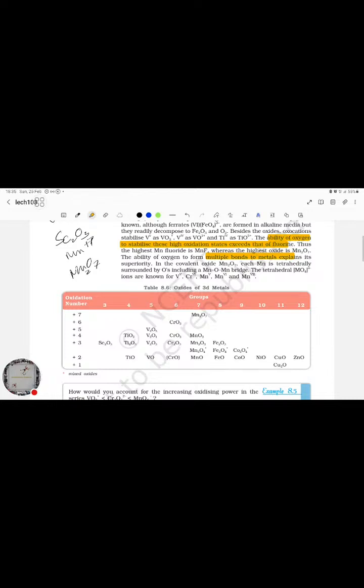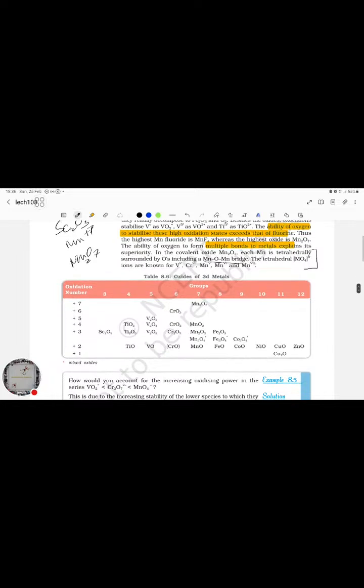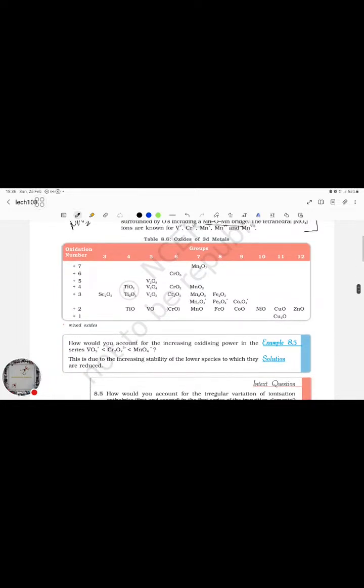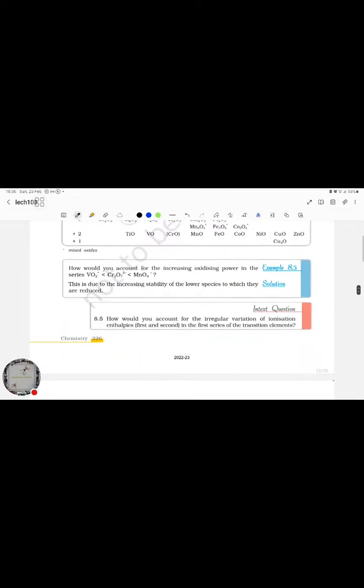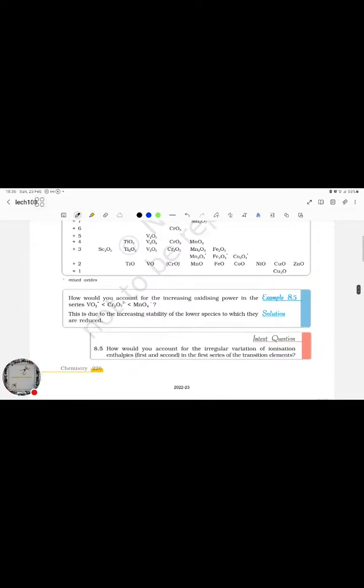Okay, in this particular case I don't think they are talking about oxygen itself. They are talking about how manganese is surrounded in the covalent oxide, with a manganese-oxygen-manganese bridge. The tetrahedral MO4 2 minus ions are known for vanadium 5, chromium 6, manganese 5, manganese 6 and manganese 7. So basically we have certain oxides listed in this particular table. Moving down, how would you account for the increasing oxidizing power in the series VO2 plus, Cr2O7 2 minus, MnO4 minus?